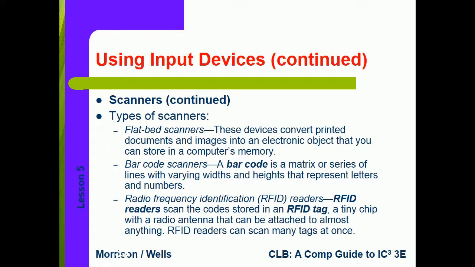Using input devices, continued. 33. Scanners, continued. Types of scanners. Flatbed scanners. These devices convert printed documents and images into an electronic object that you can store in the computer's memory. Barcode scanners. A barcode is a matrix or series of lines with varying widths and heights that represent letters and numbers.